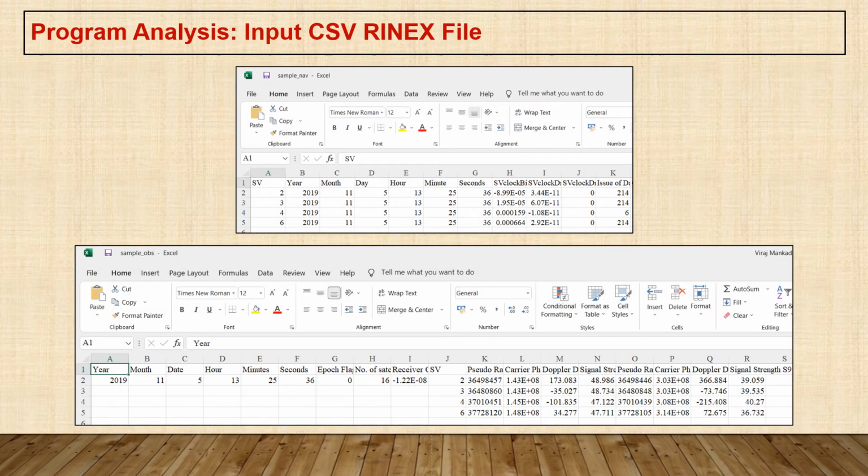So here is the input CSV RINEX file, which is given as an input to the Python program, and it includes satellite values 2, 3, 4, 6. From a specific constellation of around 7 satellites, 4 satellites of similar data range and similar values of data are to be chosen for proper comparison of the NavIC receiver position. And in the second image, it can be seen that different parameters like pseudo range, carrier phase, Doppler, signal strength, etc. for a particular set of time analysis, that is year 2019, month 11, date 5, are provided as an input in the format of a CSV RINEX file.